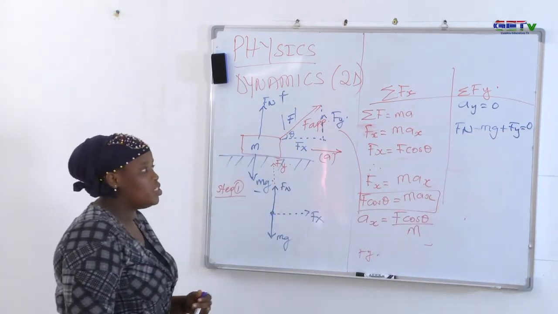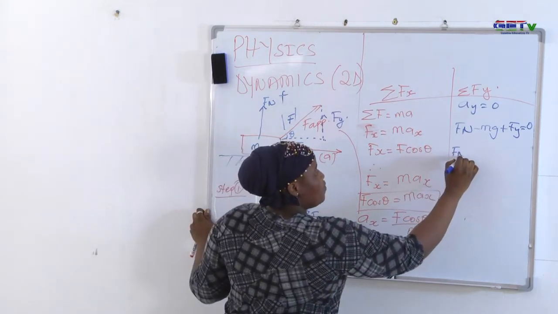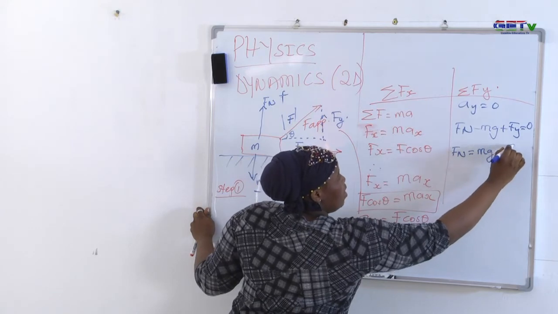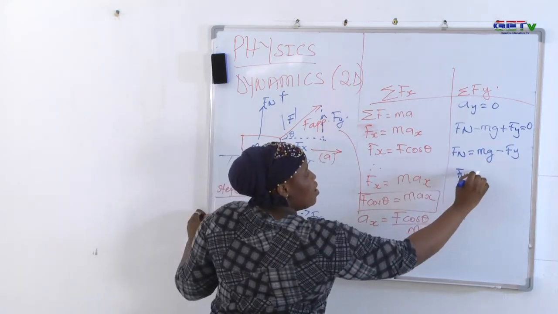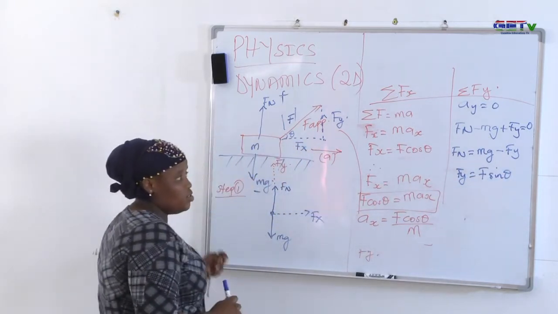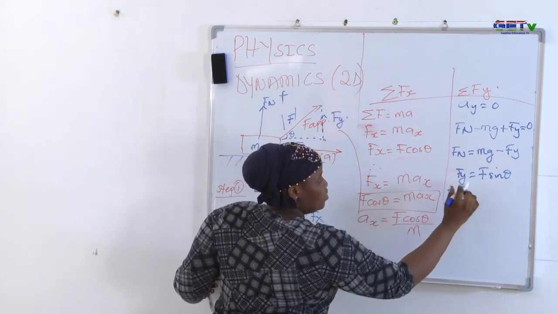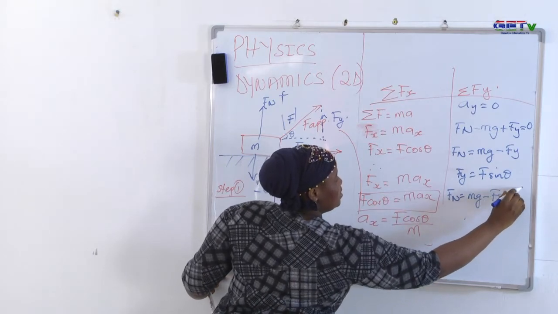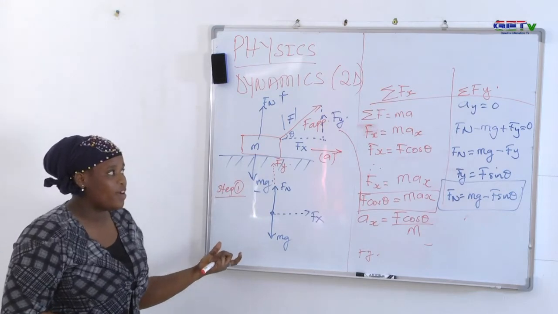Because m times 0 will always be 0. And this will be simplified as Fn is equivalent to mg minus Fy. If you recall, Fy was found as F applied sine theta. Then we substitute that into the equation, and this gives us the normal force is equivalent to mg minus F sine theta. I hope I've communicated.